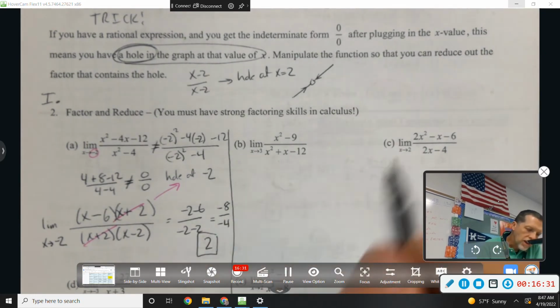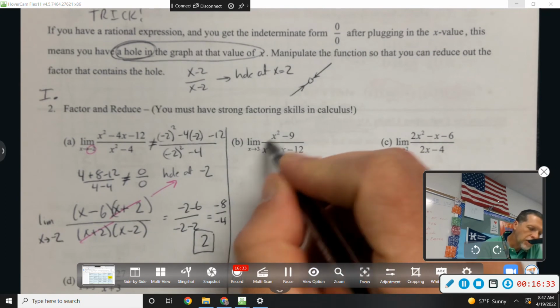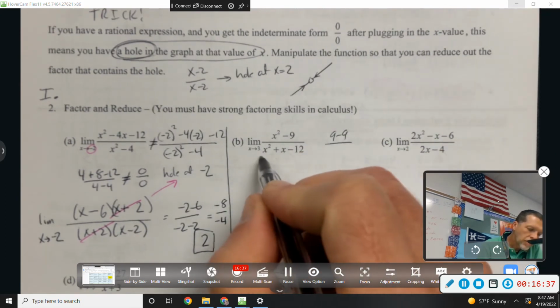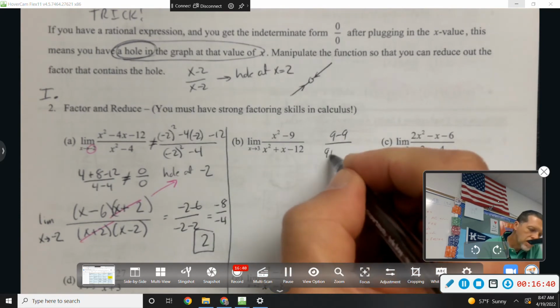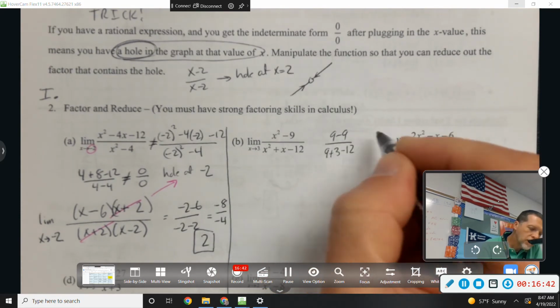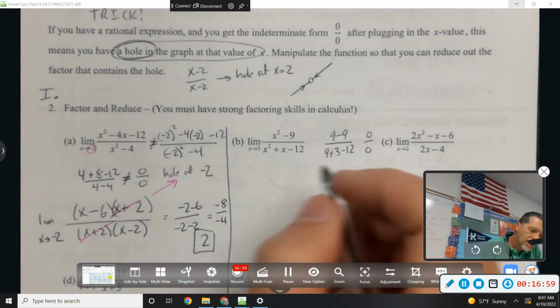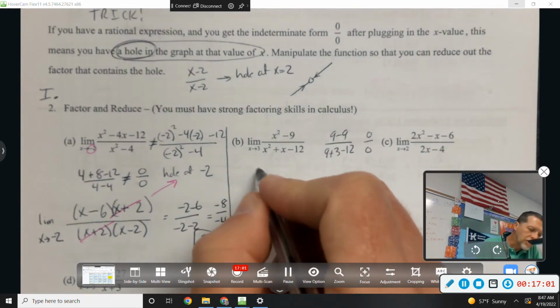Let's try B. Probably going to be the same thing. If I plug in 3, 9 minus 9 is 0. Plug in 3 in the bottom. 9 plus 3 minus 12. 0 over 0. I am carefully not writing equals to, because in calculus you will lose points if you write equals 0 over 0. So I'm kind of doing everything, but just not writing the equal sign. So something's going on at x equals 3.